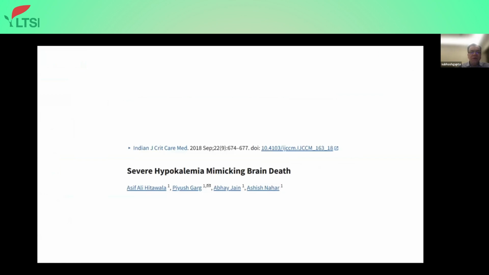Next. But that's a very bad picture because the person is not intubated. Then you can have metabolic conditions where it mimics that the person is brain dead, and the diagnosis of brain death in metabolic conditions is very, very difficult. Next.